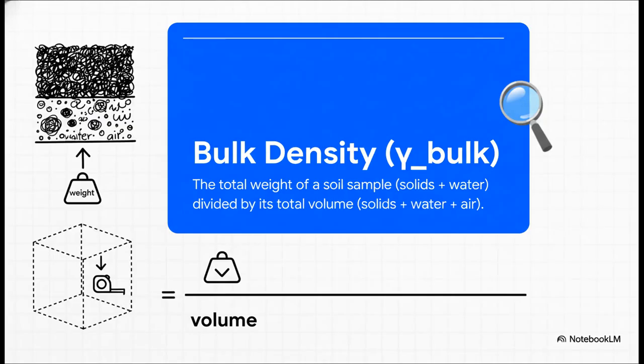So the whole goal here is to figure out something called bulk density. This is the big one. This is the real world, as-is density of the soil out in the field, with all its solids, water, and air mixed together. It's simply the total weight of a sample divided by its total volume.